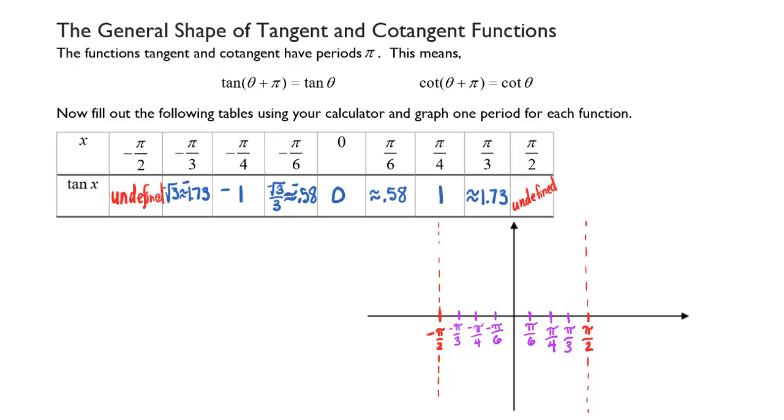This is not perfectly to scale, but for sketching purposes, I think you'll get the idea. At negative pi over 3, I'm going to go down approximately negative 1.7. At negative pi over 4, I'm going to go down approximately 1. At negative pi over 6, I'll go down negative 0.58 on the y-axis. And at 0, I'll be at 0. At pi over 6, I'll be at 0.58. At pi over 4, I will be at 1. And at pi over 3, I'll be at 1.7. And then I'll be undefined.